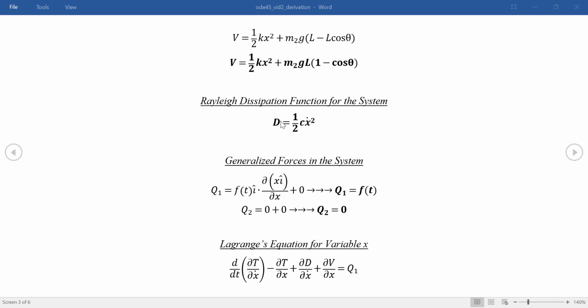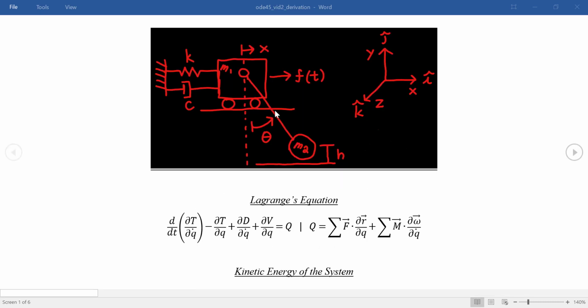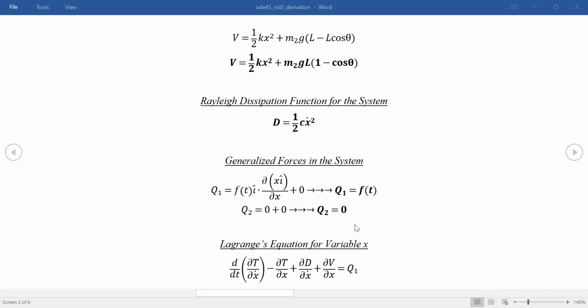Then we have the Rayleigh dissipation function. Again, that's really simple. There's only one source of damping here. We're ignoring drag forces here, so we only see a 1/2 c times x dot squared for the Rayleigh dissipation function. Finally, we want to get the generalized forces of the system. If we're looking at the theta coordinate in mass 2, we realize that there aren't any forces or moments being applied over here, so both of these terms would go to 0, and we do indeed see that for Q2.